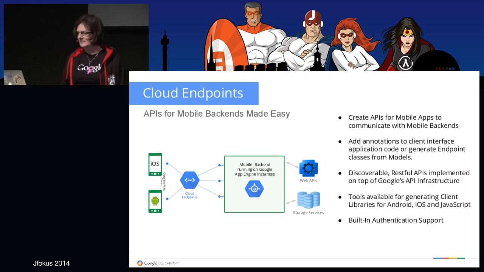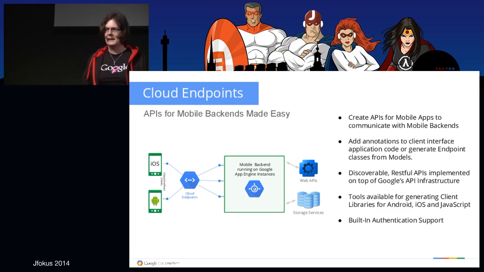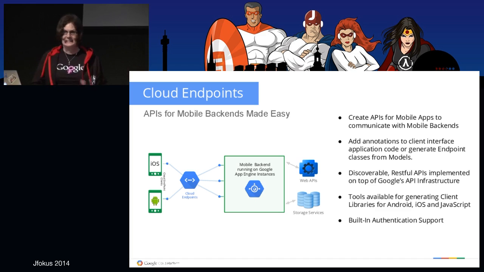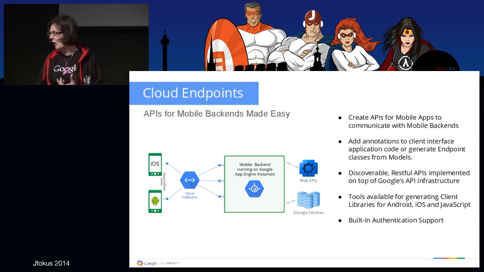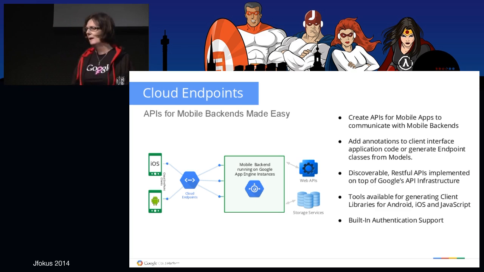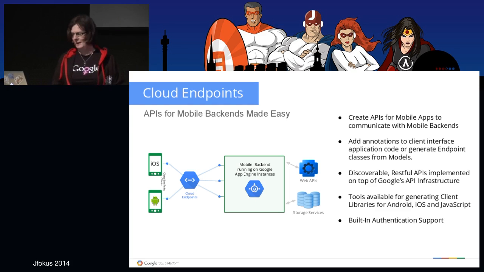So cloud endpoints effectively allows you to expose your application code as an API, as a RESTful API. What you do is you annotate your server-side code, or you can generate endpoint classes from your models, very, very simply using tools. And these annotations actually tell a runtime component of App Engine that you want to expose these methods, these classes, as an API. And that RESTful API runs on the same infrastructure that Google's APIs run on. So Google Maps, YouTube, Google+, exactly the same infrastructure that all of our APIs run on.